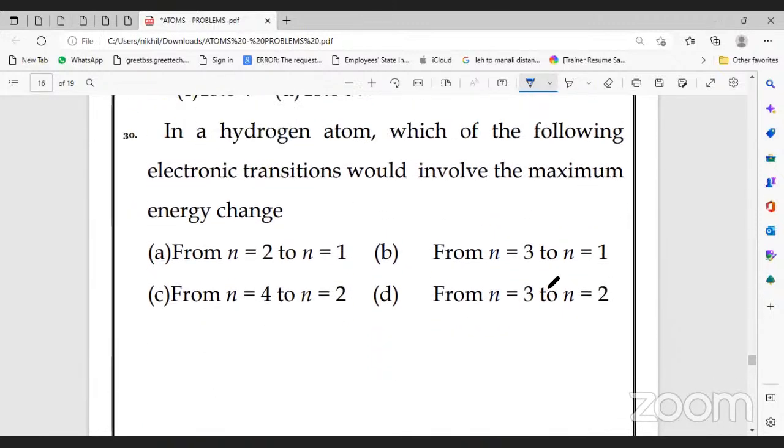Look at this 30th one. In the hydrogen atom, which of the following electron transition would involve the maximum energy change? Maximum energy change.